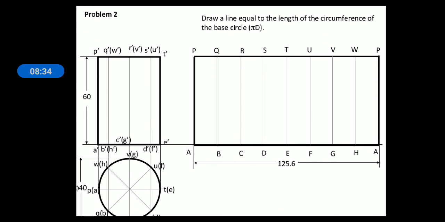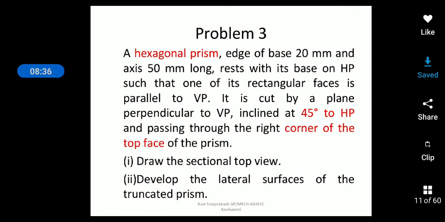And let us look at problem number 3. In problem number 3, it is given as a hexagonal prism, edge of base 20 mm and axis 50 mm long, resting with its base on HP. In this problem we observe that its base is on HP. It is mentioned that the hexagonal prism is resting on HP such that one of its rectangular faces is parallel to VP.